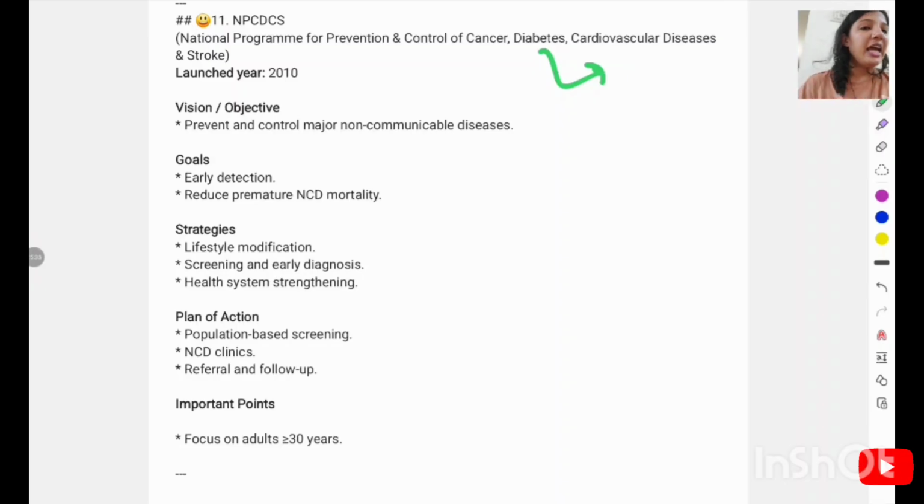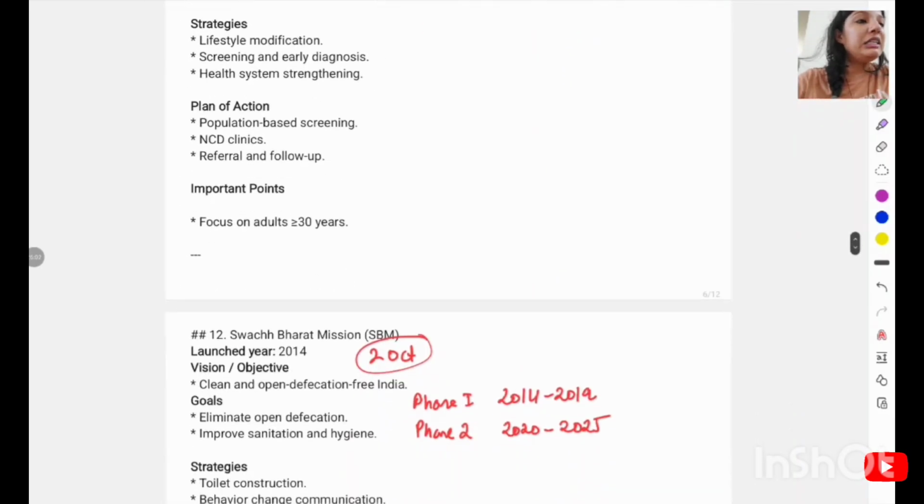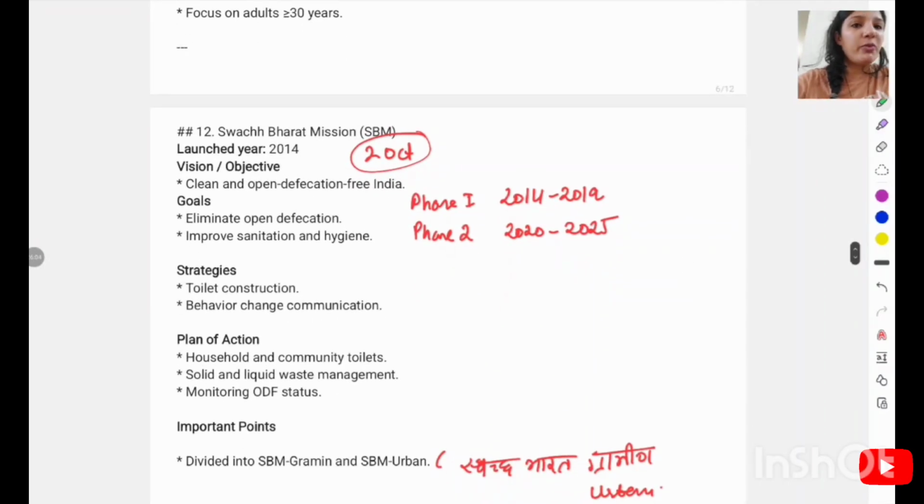Strategy is lifestyle modification in the form of food habits and daily regimens, and screening or early detection. For example, high BP, cholesterol level, all these parameters are screened regularly. Then health system strengthening. Plan of action is population based screening, NCD clinics developed, referral and follow up. Important point is that it mainly focuses on people more than 30 years of age because they are more prone to this.